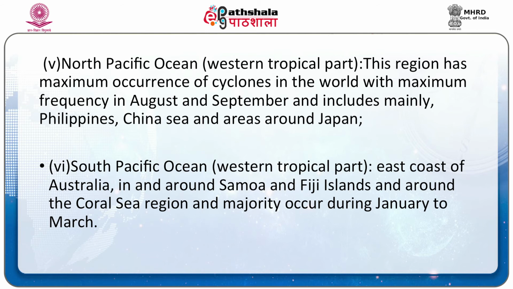Next source region is South Pacific Ocean, mainly western tropical part, east coast of Australia, in and around Samoa and Fiji Islands and around the Coral Sea region, and majority cyclones occur here during January to March.